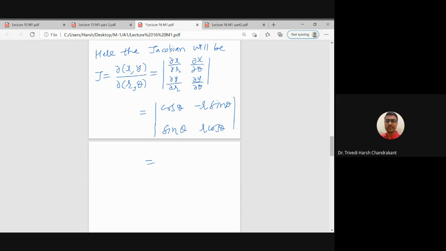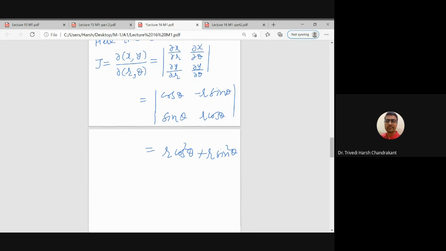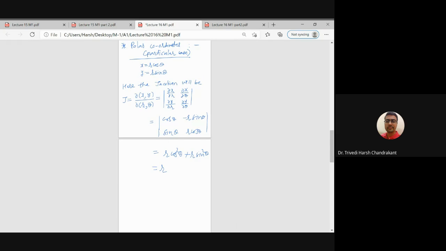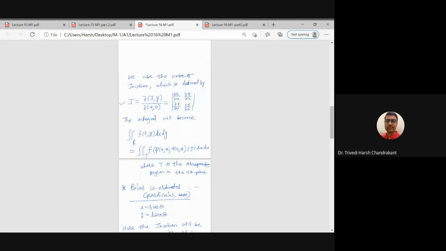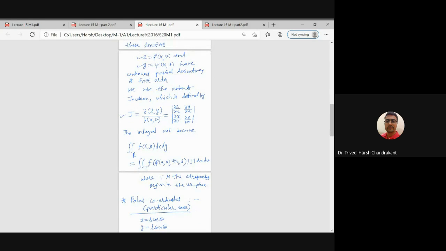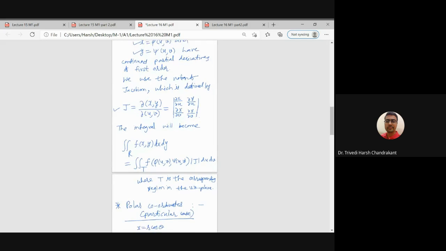Now what will be this determinant? This is r cos square theta minus (minus r sin square theta), so essentially the Jacobian is r, because cos square theta plus sin square theta is 1. So for the change to polar coordinates, whenever we do it, we will take the Jacobian to be r for every example of the polar coordinates, and then we'll identify what this integral is in terms of the Jacobian.